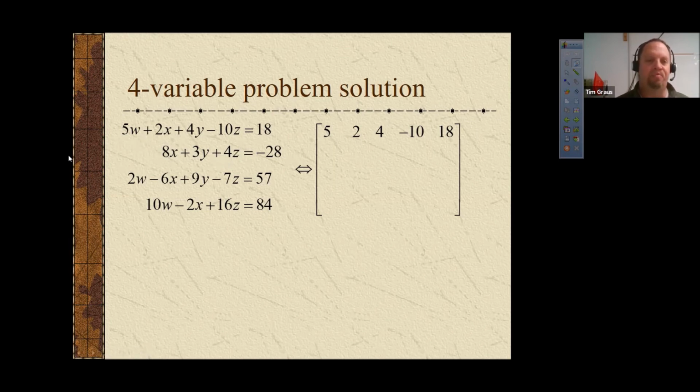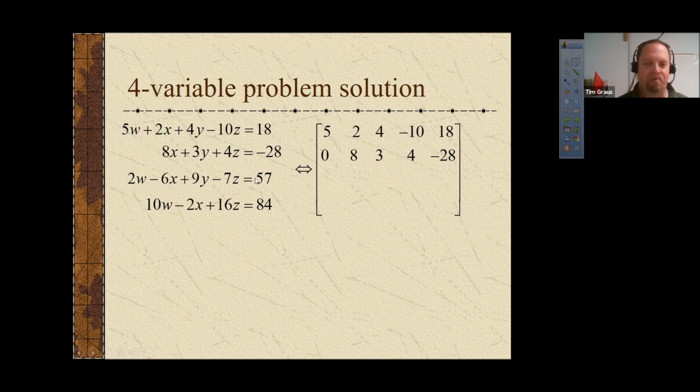So as I write the row for this equation, I'm going to need a 0 in the W column. So my row is 0, 8, 3, 4, -28. The next row seems correct.